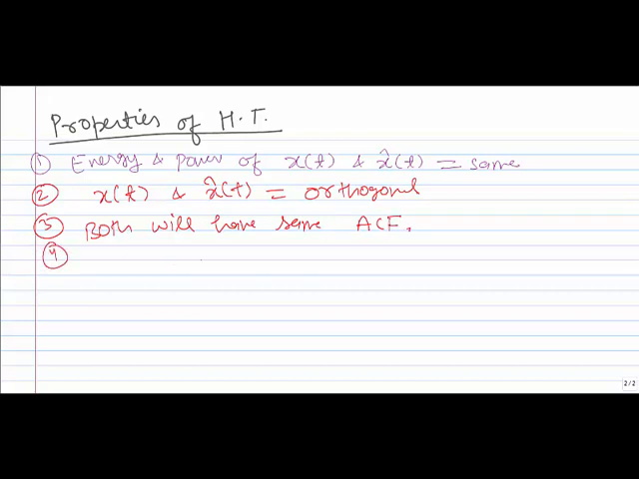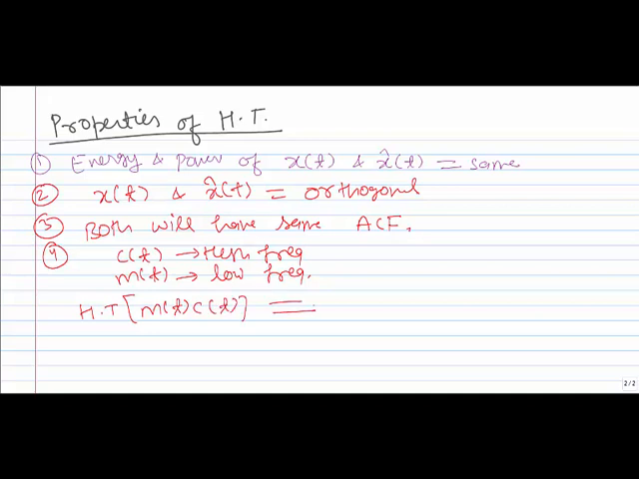Number 4th, suppose I have two signals c(t) and m(t), where m(t) is a low frequency signal and c(t) is a high frequency signal. Then the Hilbert transform of their multiplication, that is m(t) and c(t), will be equal to m(t) will come out and it will be totally applicable on the c(t) only.